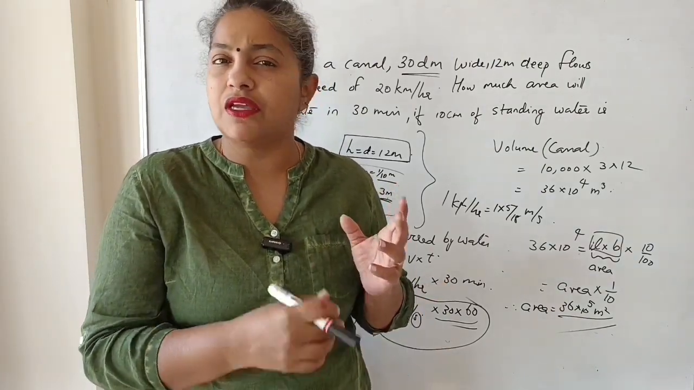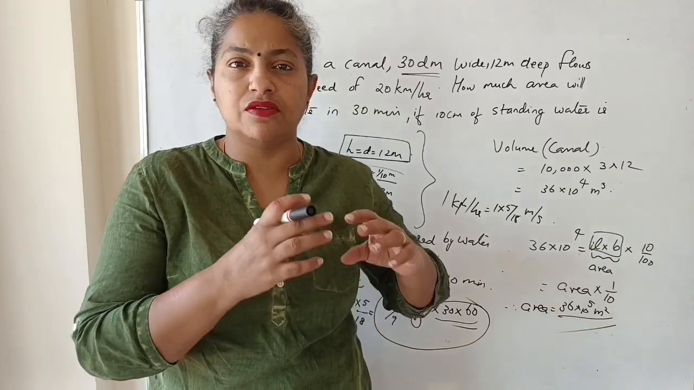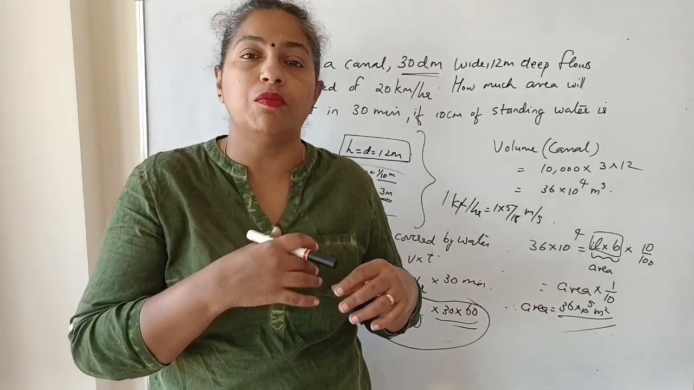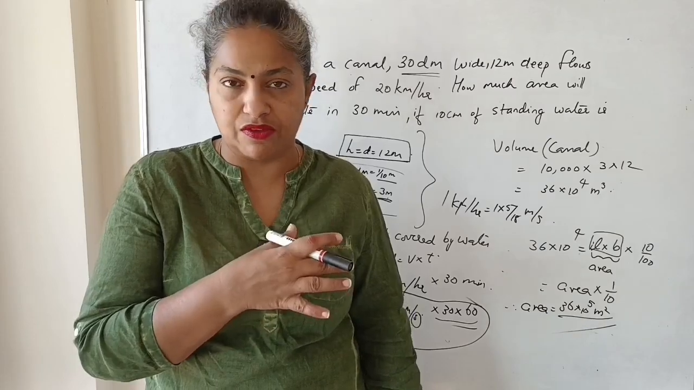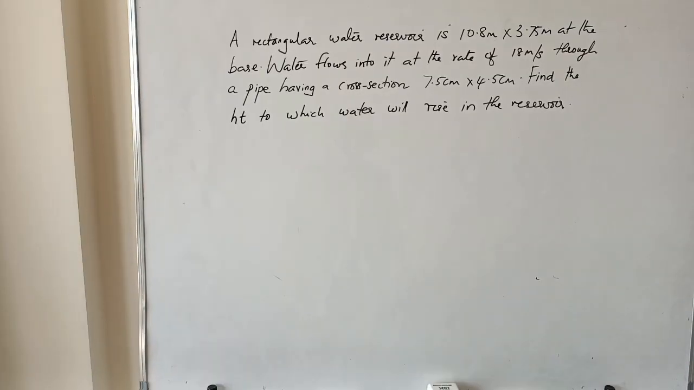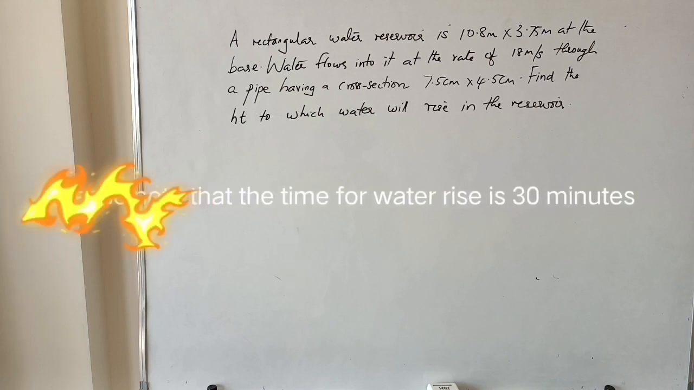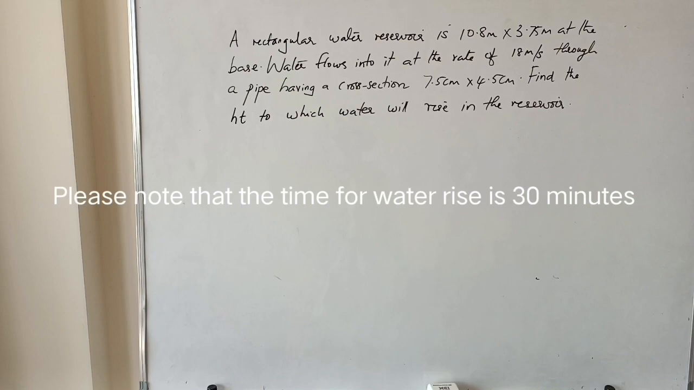Now let us try out a couple of more sums so that you don't have to worry about how to apply this particular concept to this kind of sums. Rectangular water reservoir is 10.8 meters by 3.75 meters at the base. Water flows into it at the rate of 80 meters per second through a pipe having a cross section of so and so. Find the height to which water will rise in the reservoir. Okay.